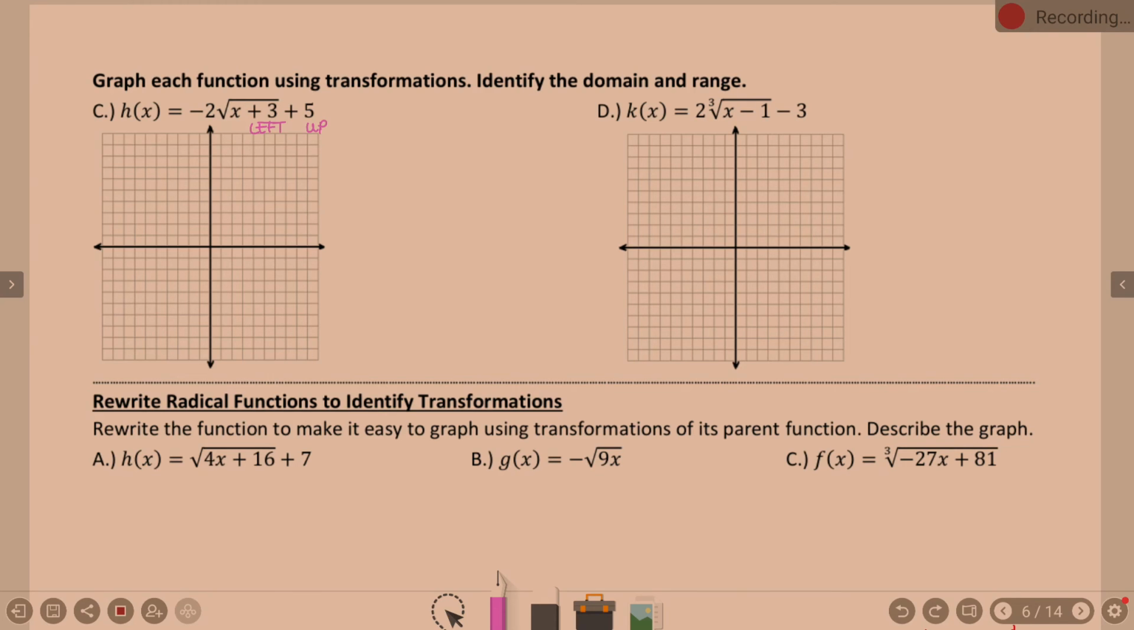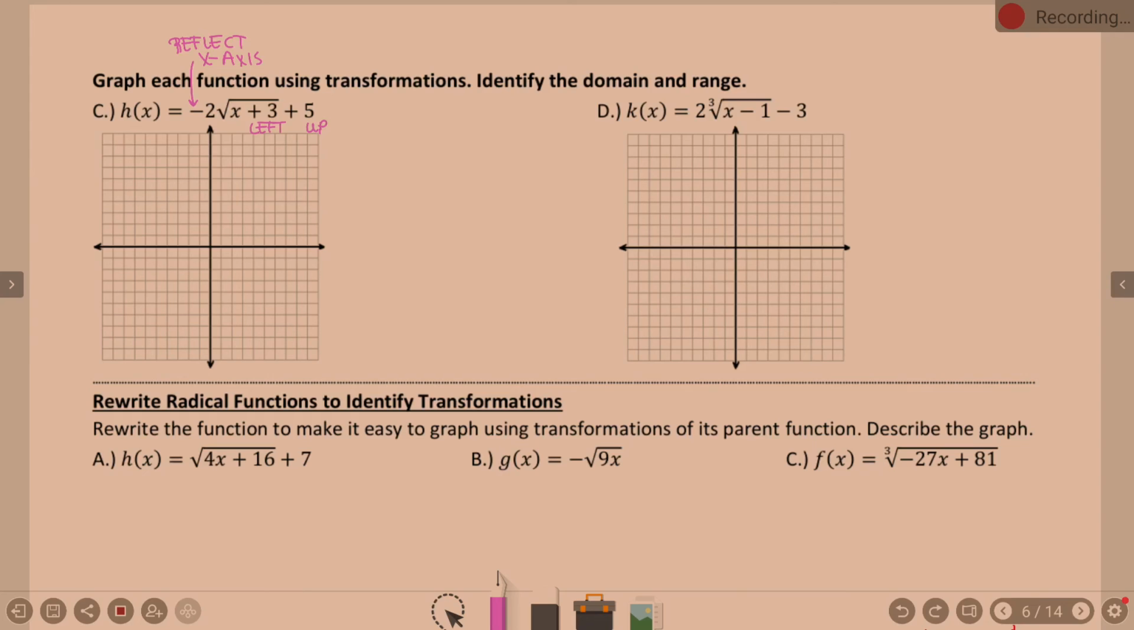Okay. Piece by piece here, I definitely agree. The plus 3 is under the radical. That's left or right, opposite the sign. The plus 5 is at the end, outside the radical. That's up or down with the sign, so that's up 5. The negative out front is a reflection. And because that negative is out front of everything, it is again a reflection across the x-axis.